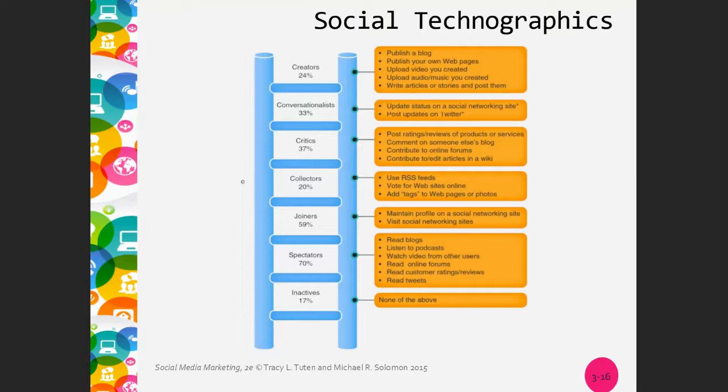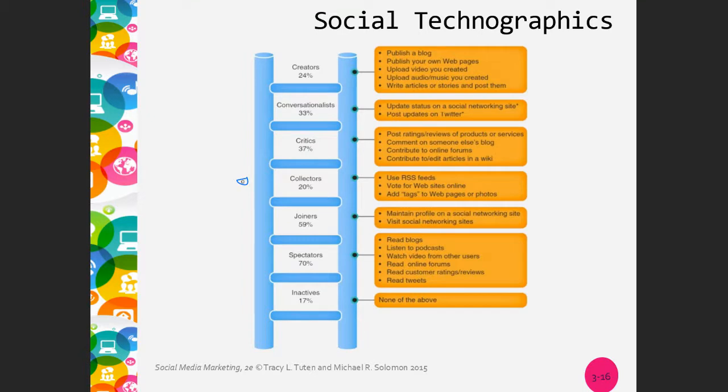The Forrester research first, they came up with the social technographics ladder, through research about why people were using social media. It starts from 70% of the subjects who are completely inactive on social media. That's an oddity, but there's a group of people, like 17% of Americans, who are not active. It goes up to creators, who are the most involved, uploading video, publishing a blog, writing songs and putting them on SoundCloud, or writing articles, maybe for their job, or maybe just as a hobby.